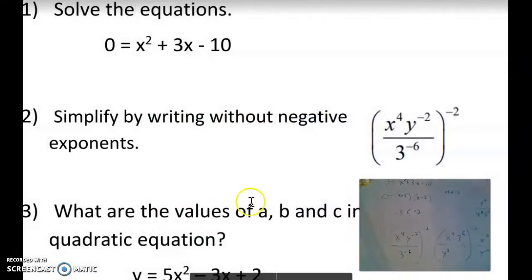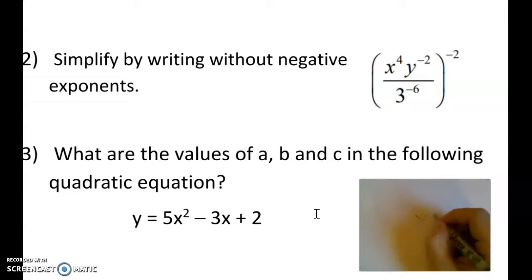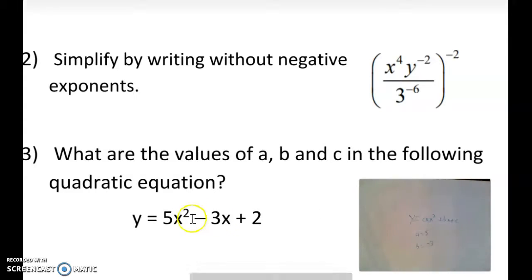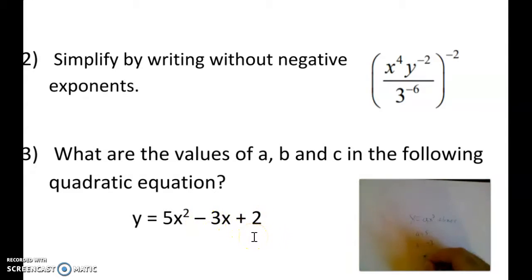And the last one. What are the values of a, b, and c in the following quadratic equation? In standard form, we have y equals ax squared plus bx plus c. So how many x squareds we have is a. In this particular equation, a would be equal to 5. B is equal to negative 3. So how many b's there are, and if you have a negative in front, make it negative. And then c is your y-intercept, which would be 2. So those are the values that I would use.